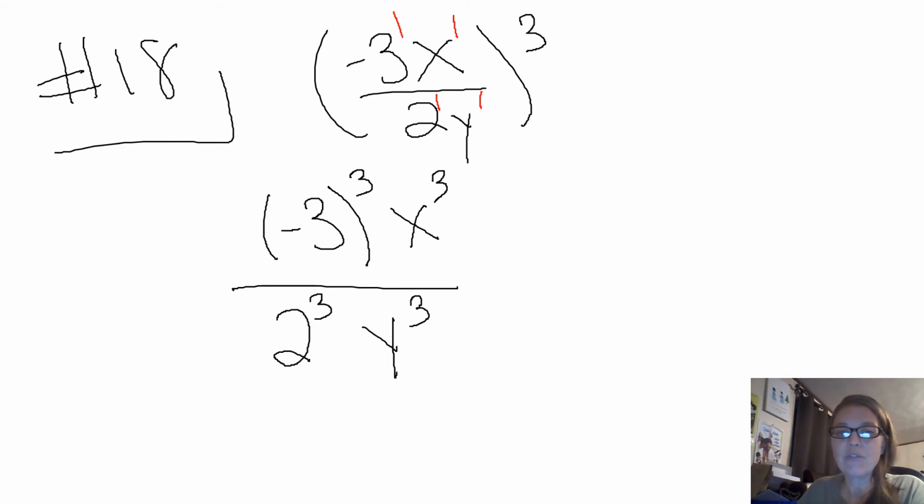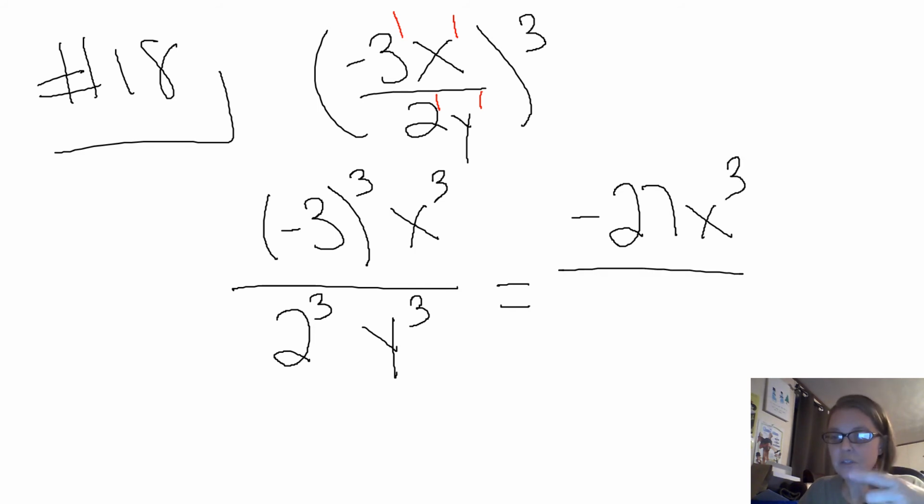Coefficients: negative 3 cubed. Negative 3 times negative 3 times negative 3 is negative 27. 2 cubed is 8, 2 times 2 times 2. And I'm going to leave it like this.